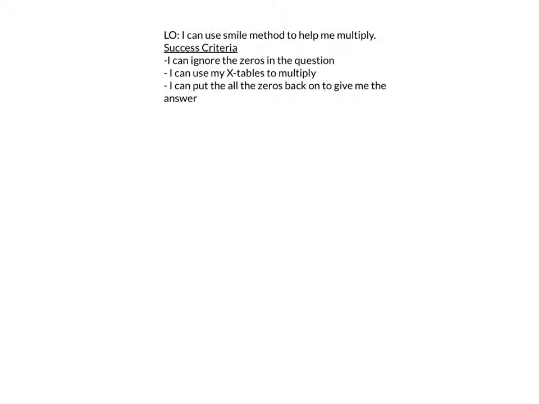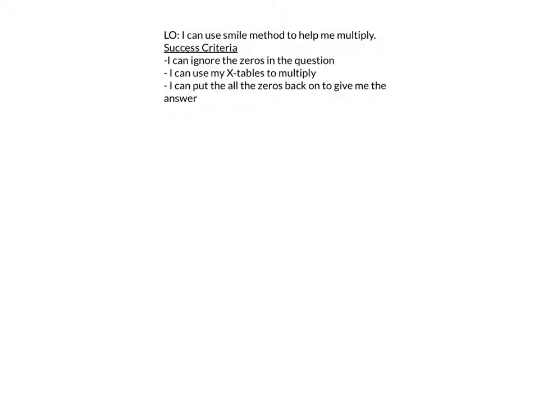Okay, let me quickly run through the success criteria and then I'll give you some examples which will help you understand a little bit easier. First success criteria is I can ignore the zeros in the questions. Okay, sometimes these zeros can put us off or scare us. It's best just to ignore them. But then we do this bit. I can use my times tables to multiply, and then finally it's all about putting those zeros back on at the end, and that should give us the answer.